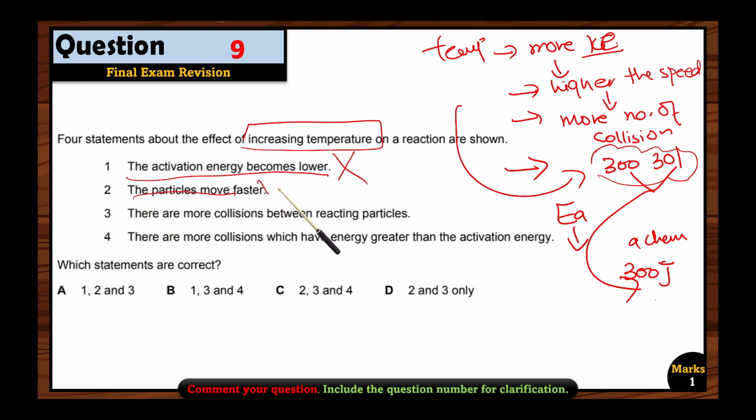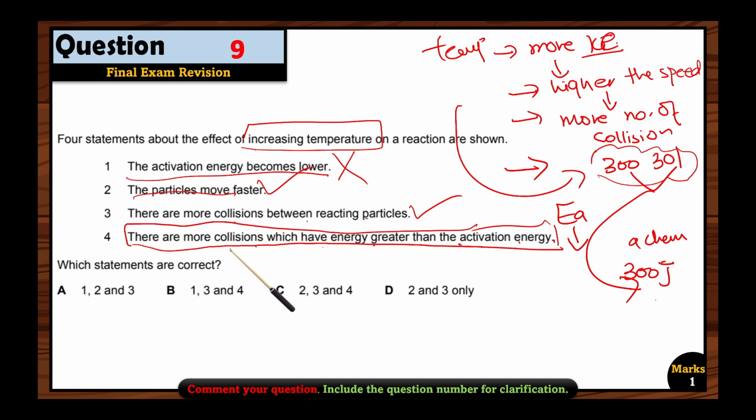The particles move faster. Yes, that's right. There are more collisions between reacting particles. Yes, because when the particles move faster, they will collide faster, and of course, there are more collisions. There are more collisions which have energy greater than the activation energy. Yes, this statement is only right for the temperature, not for concentration, not for the gas pressure, and also not for the surface area of the solid. So that's why we are left with 2, 3, and 4. All the 2, 3, and 4 options are right, and that is option C.